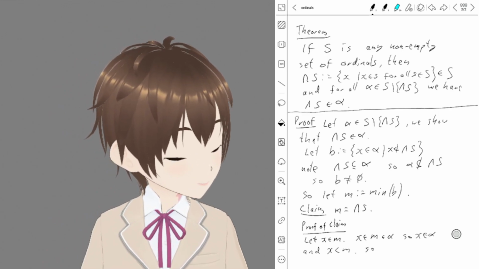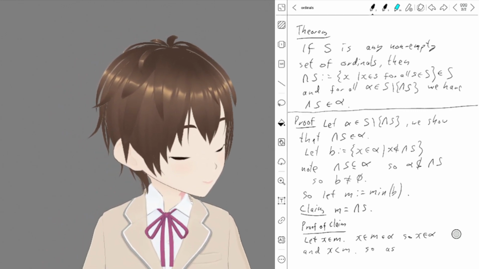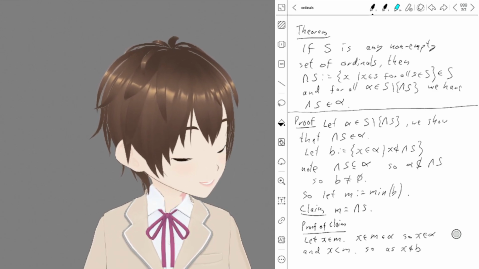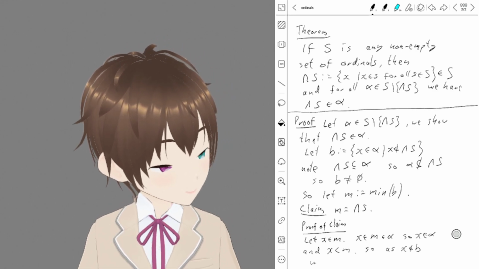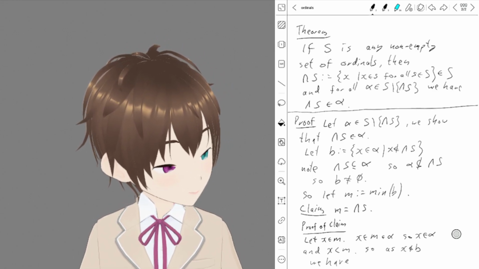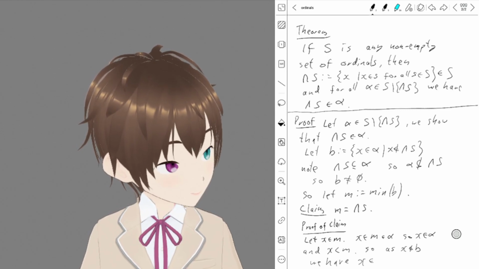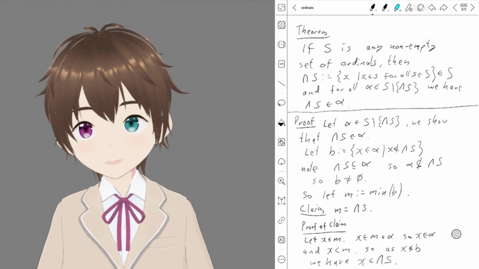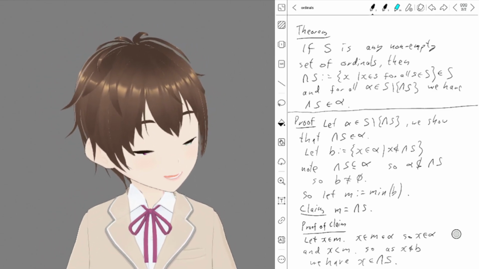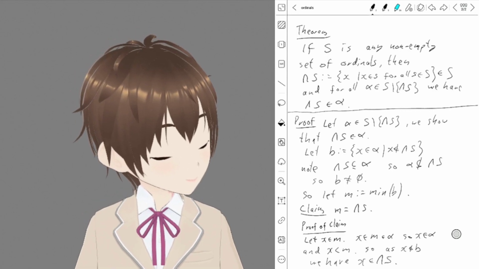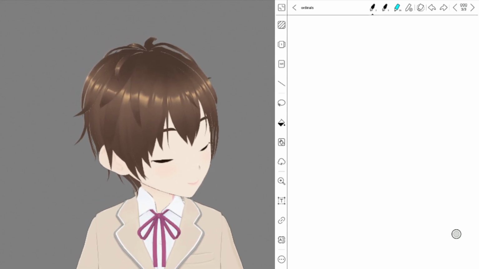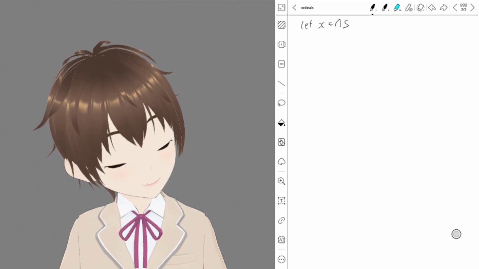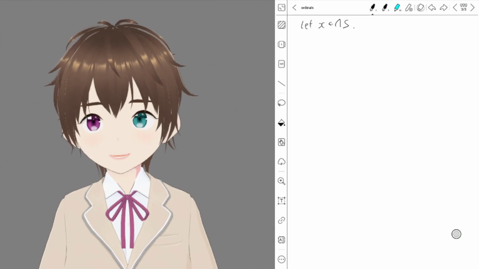As X is not in B, we have that X is in the intersection of S. Because if it wasn't in the intersection of S, it would be in B. And it's not in B because it's smaller than the smallest element of B. Okay, so reversed, I have to show that everything in the intersection is in M. So let X be in the intersection of S, and I want to show it's in M.